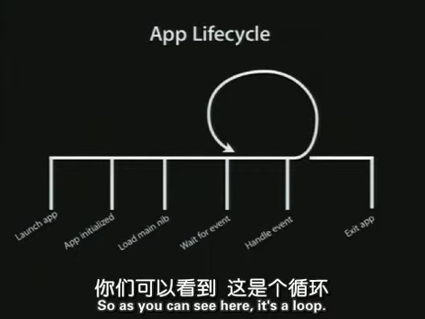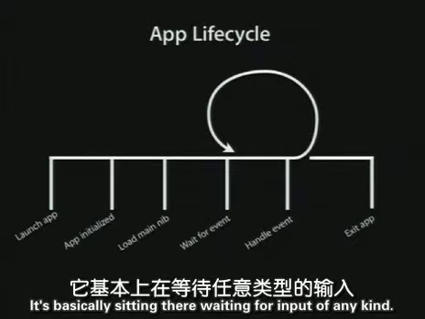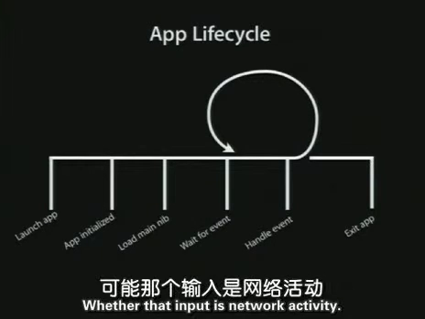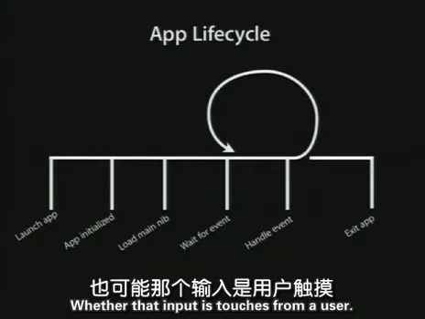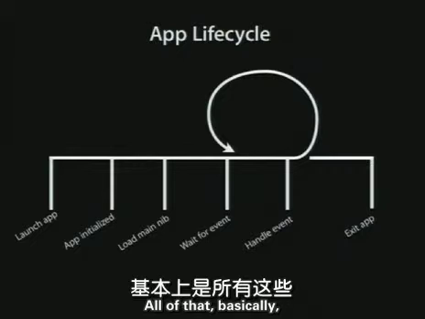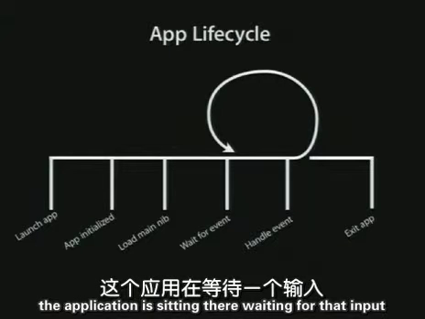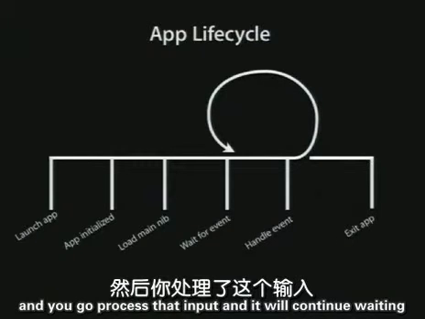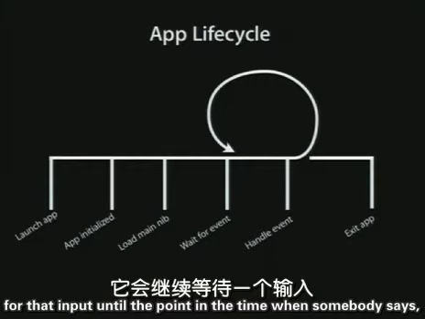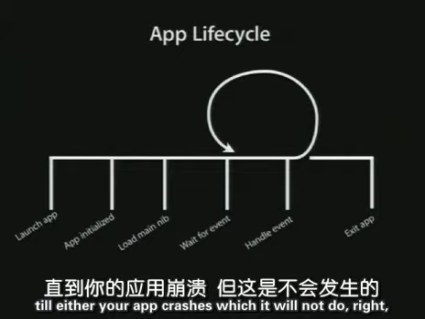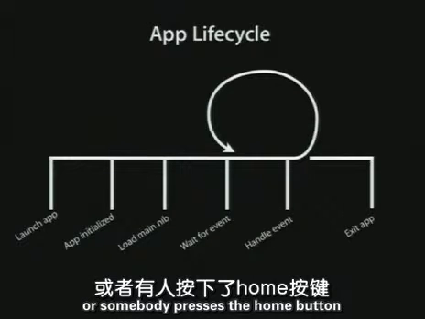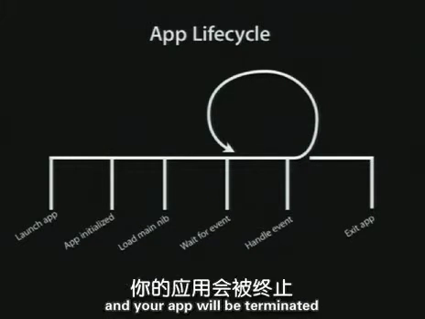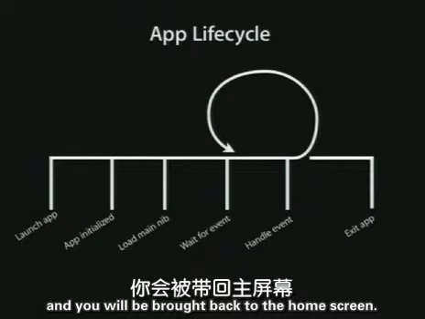As you can see here, it's a loop. It's basically sitting there waiting for input of any kind, whether that input is network activity, whether that input is touches from a user. The application is sitting there waiting for that input, and you go process that input, and it will continue waiting for that input until either your app crashes, which it will not do, right, or somebody presses the home button, and your app will be terminated, and you will be brought back to the home screen.